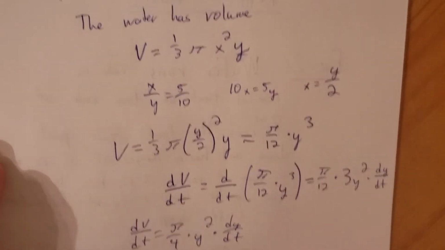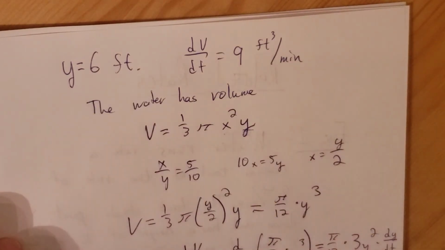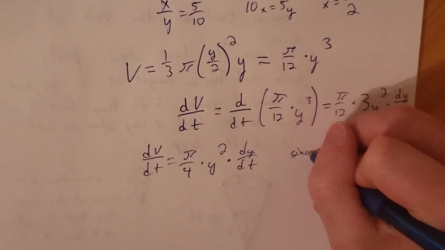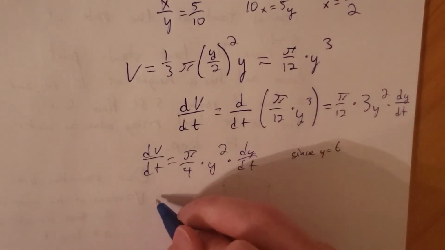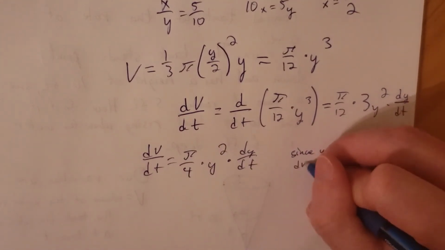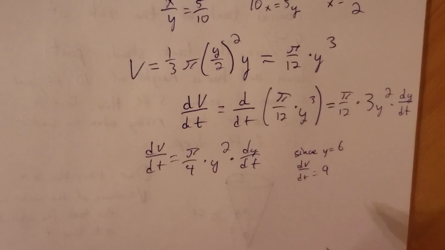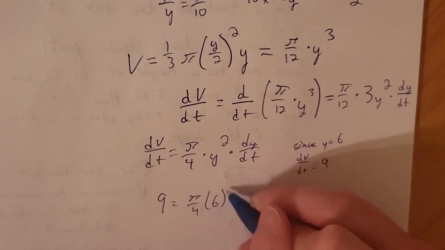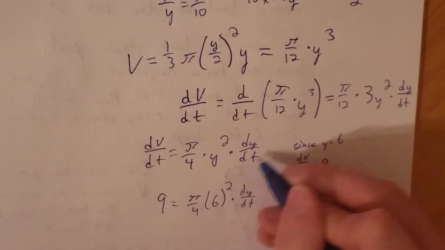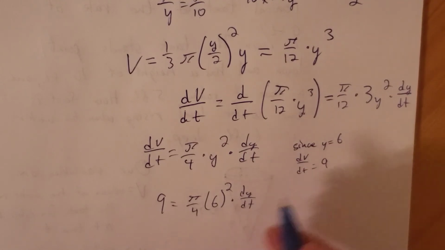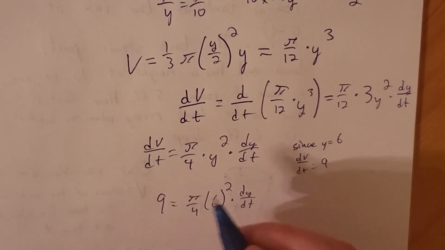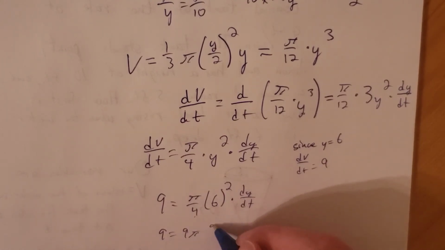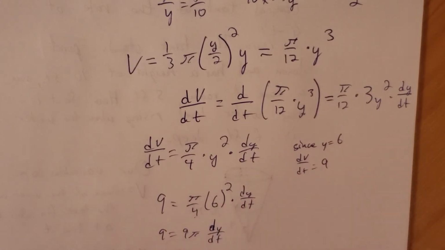Okay, now we can go back and plug in the fact that we knew y was 6 feet. And so since y is equal to 6 feet, and also, sorry, dv dt was equal to 9, we can go ahead and plug all of this in. So we get 9 is equal to pi over 4 times 6 squared times dy dt. dy dt is what we're looking for, so we didn't plug anything in for that. This is 36. So 36 over 4 is 9. So this is 9 is equal to 9 pi dy dt.